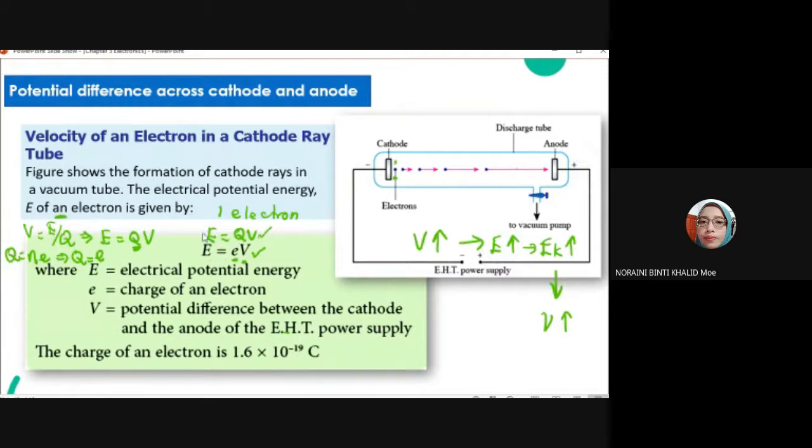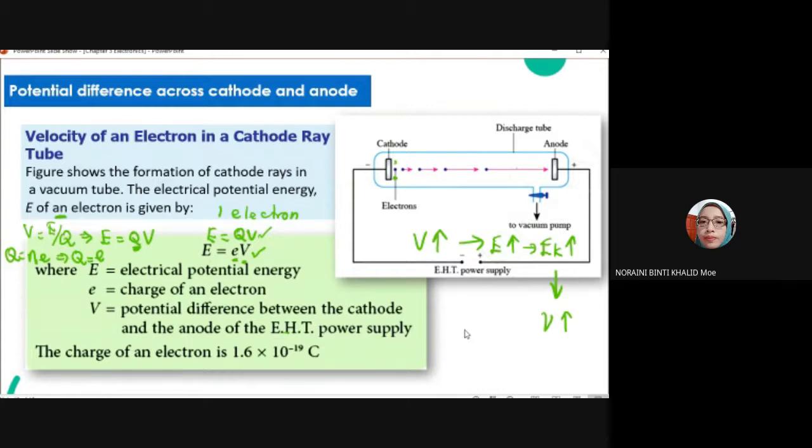So from this formula, we can see the electrical potential energy supplied to one electron is directly proportional to the voltage of the EHT power supply. The higher the voltage supplied between cathode and anode, the higher the electrical potential energy supplied to electrons. Thus, electrons receive high kinetic energy, or we can say the speed or velocity of electrons is also higher.